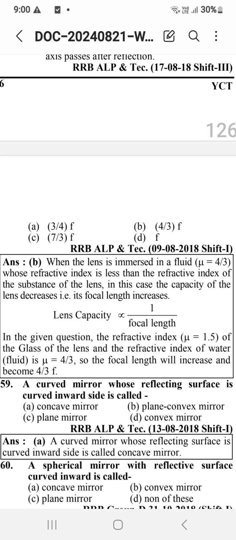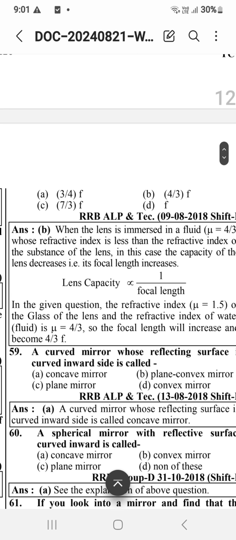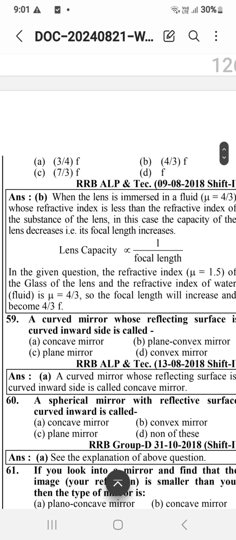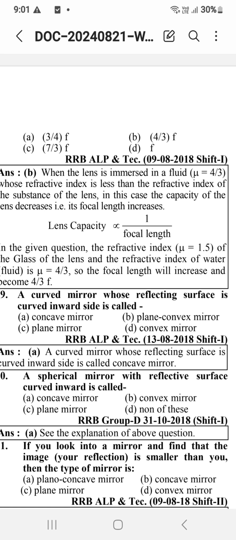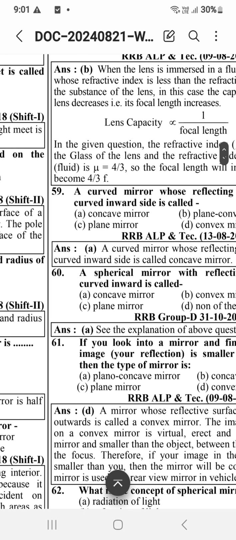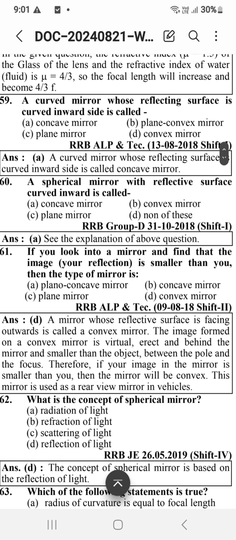A curved mirror whose reflecting surface is curved inward is called a concave mirror. A spherical mirror with a reflective surface curved inward is called a concave mirror. If you look into a mirror and find that the image is smaller than you, which type of mirror is it? Convex mirror.